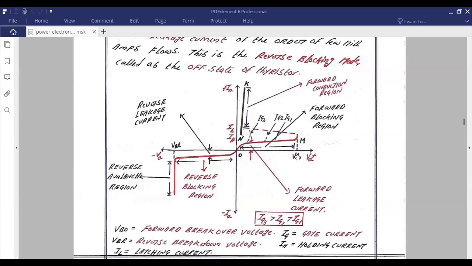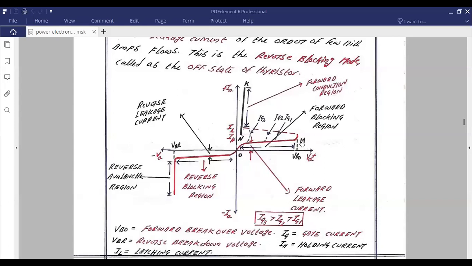This forward breakover voltage is the voltage value such that whenever the voltage across the device reaches beyond that value, the blocking junctions across the device disappear, and you are going to have conduction. So one method of making the device conduct is applying a voltage VB0 across the device. When VB0 is applied, the device comes to conduction.